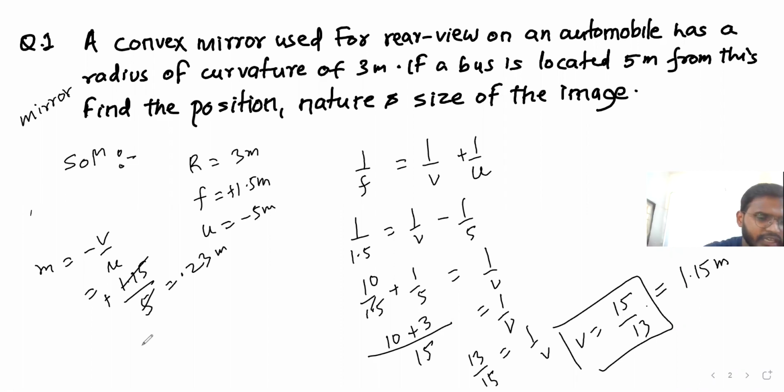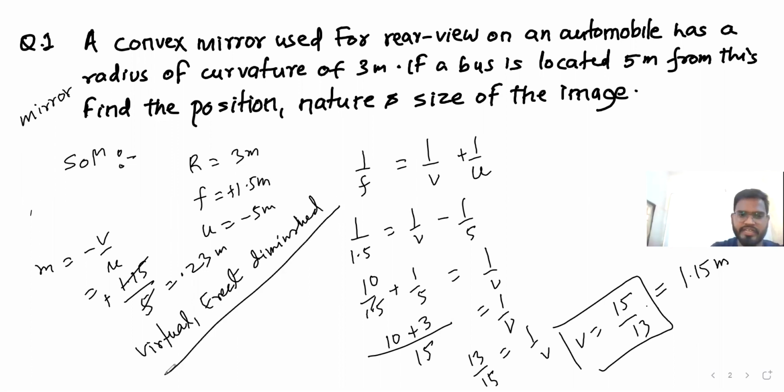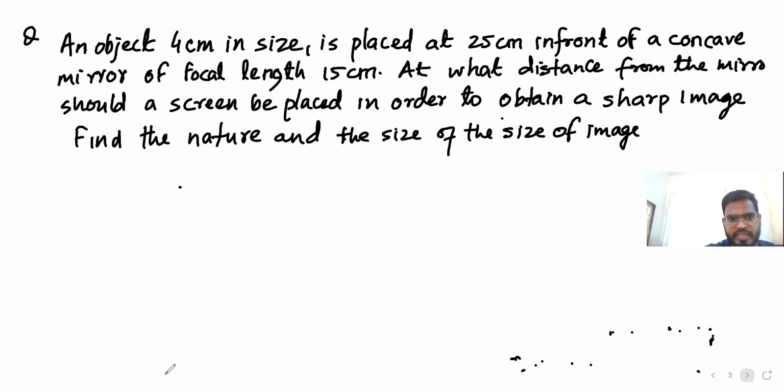So we can say virtual. The object is going to be what? Virtual erect, and that too is positive also, right? Virtual erect, and then what? Diminished, right? This we can say virtual erect and diminished. Let's see the next question.